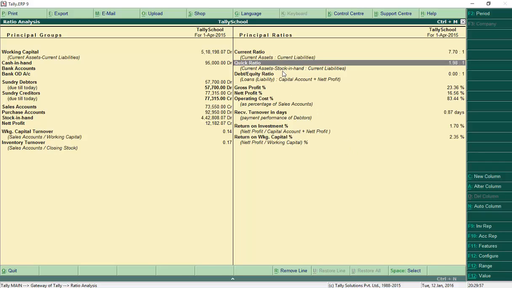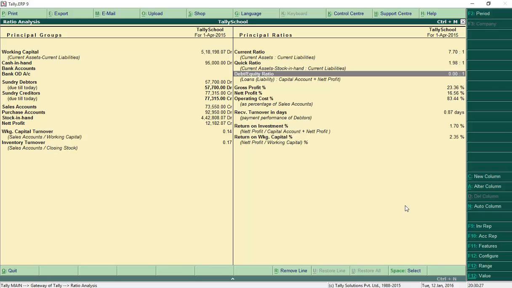Quick ratio is current assets minus stock is to current liabilities. So that means you put stock in hand aside, and then what you have is current assets is to current liabilities excluding stock. So if you put out stock, you have 1.98 current assets is to current liabilities. That means your business has double the assets than liabilities. So it's good for business to have more assets than liabilities.